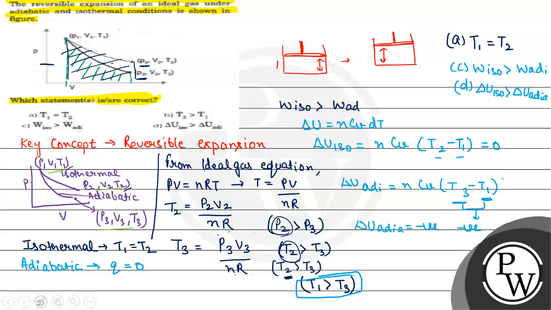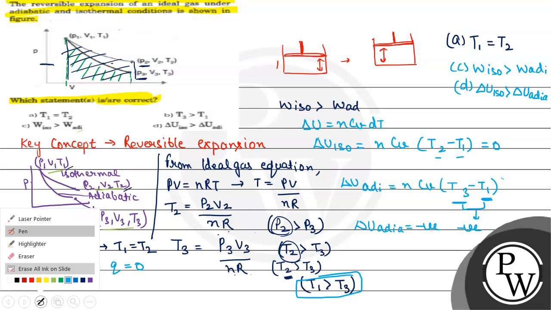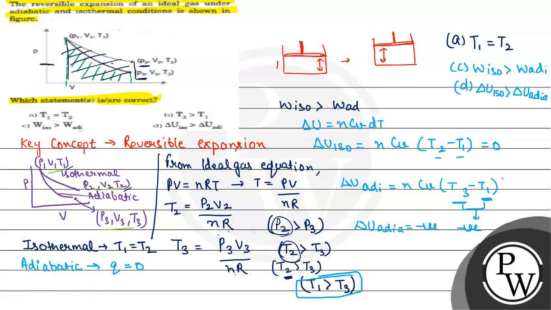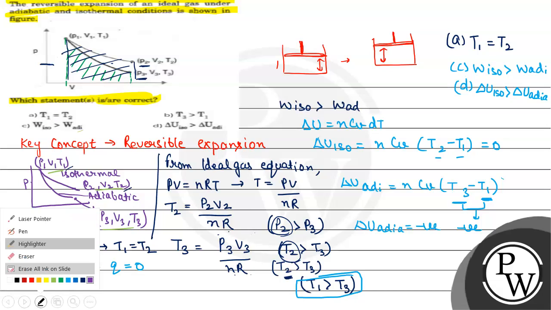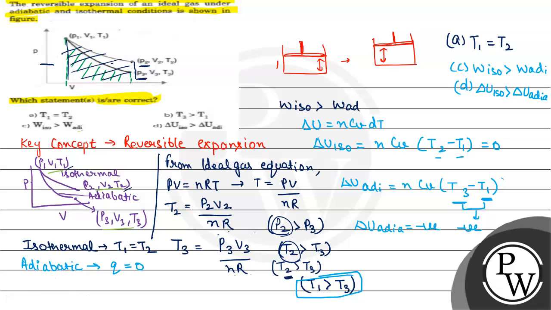So in the question they have asked for the statements which are correct. So option A, option C and option D, these three are correct, whereas the second is incorrect.